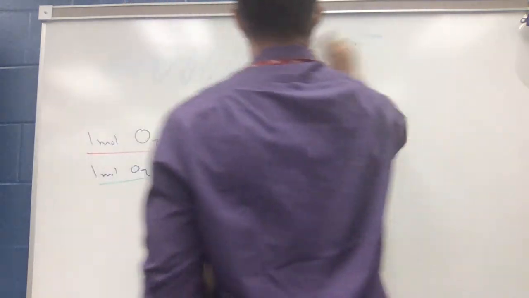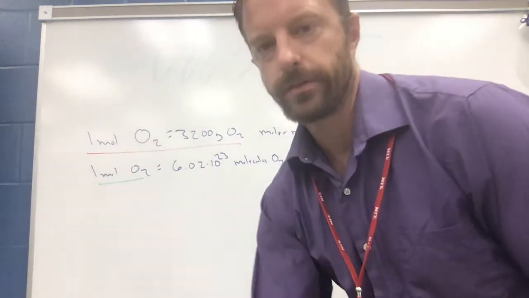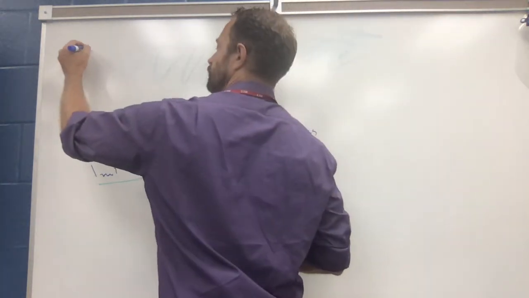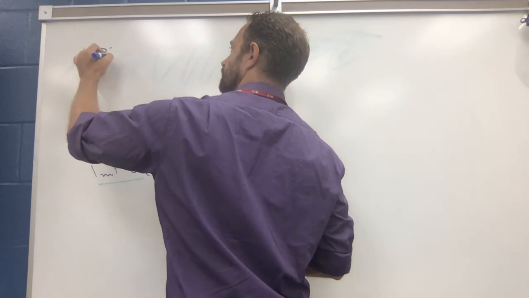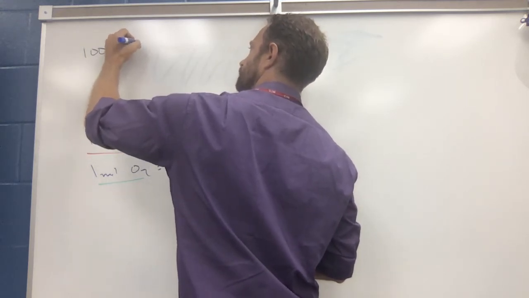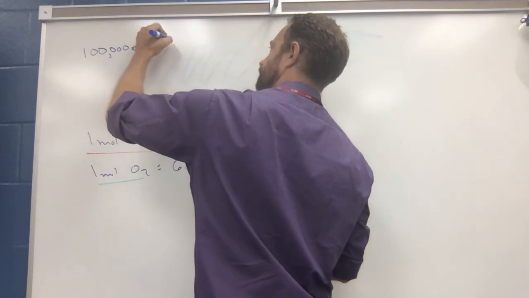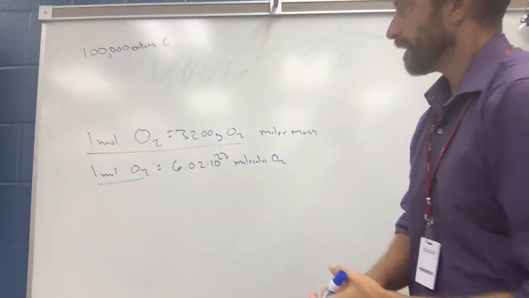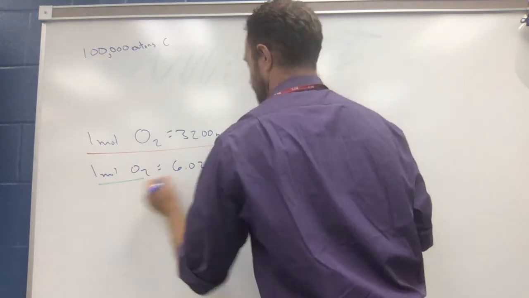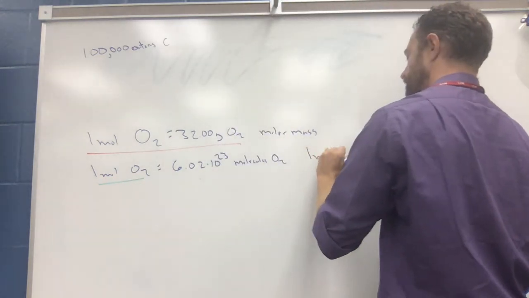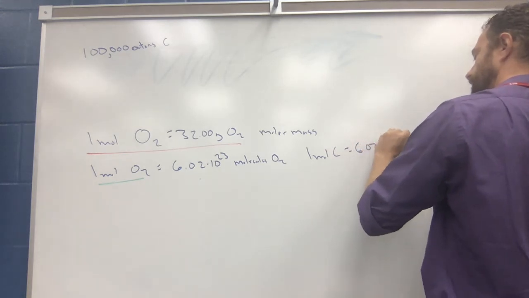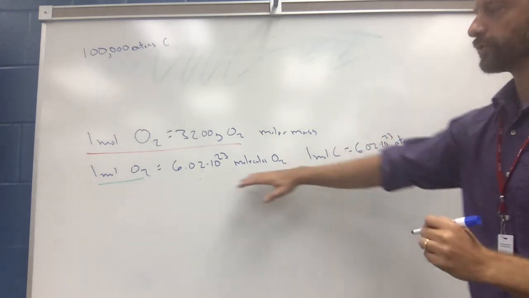This time, we'll go the other direction. I want to know what 100,000 atoms of carbon weigh. How much does that weigh? Well, this one I can actually still use because the count is the same. I'm just going to say 1 mole of carbon equals 6.02 times 10 to the 23rd atoms of carbon.